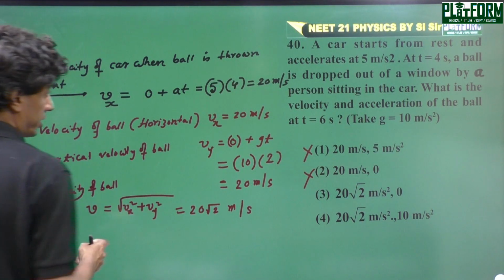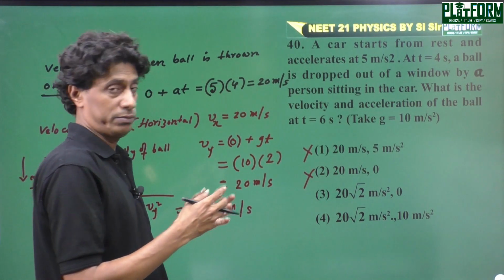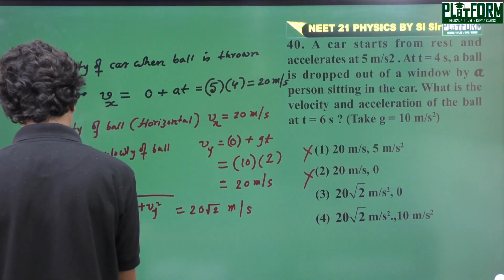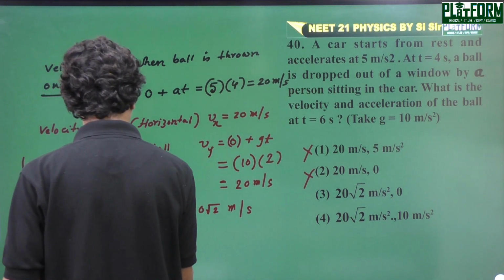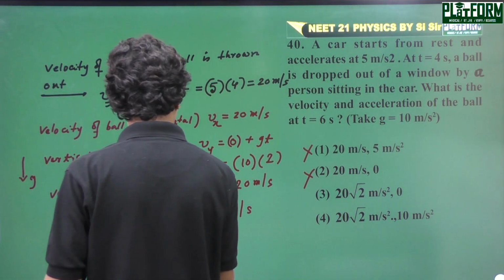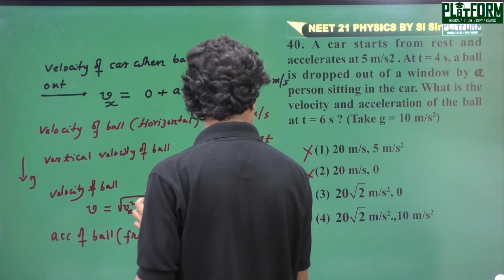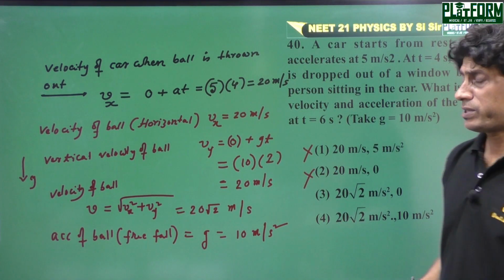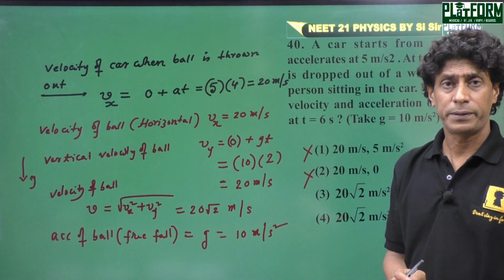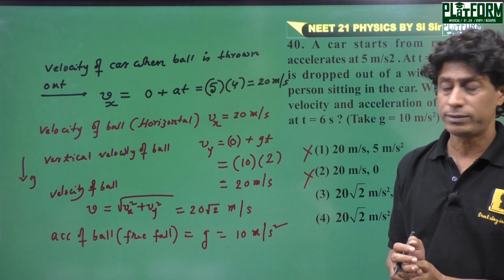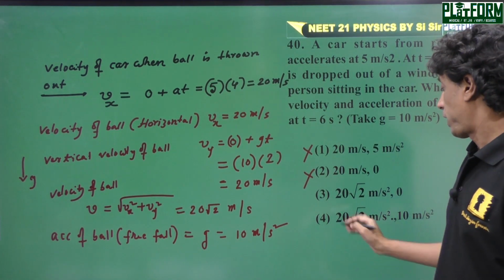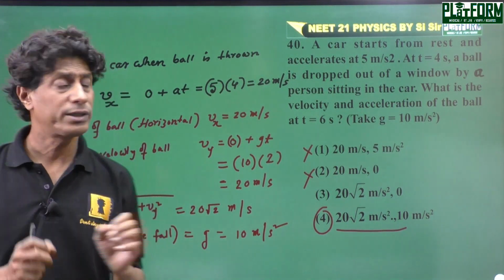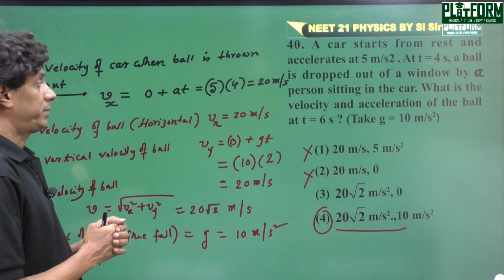Acceleration: here there is no acceleration given by the system to the ball. Since it is a freely falling body, the acceleration of the ball in free fall is obviously g, that is 10 meter per second square. Since the ball comes out of the system, it will descend at the acceleration g, the gravitational acceleration. So the right option here is 4. The question is simple; you just have to properly interpret these questions and solve accordingly.